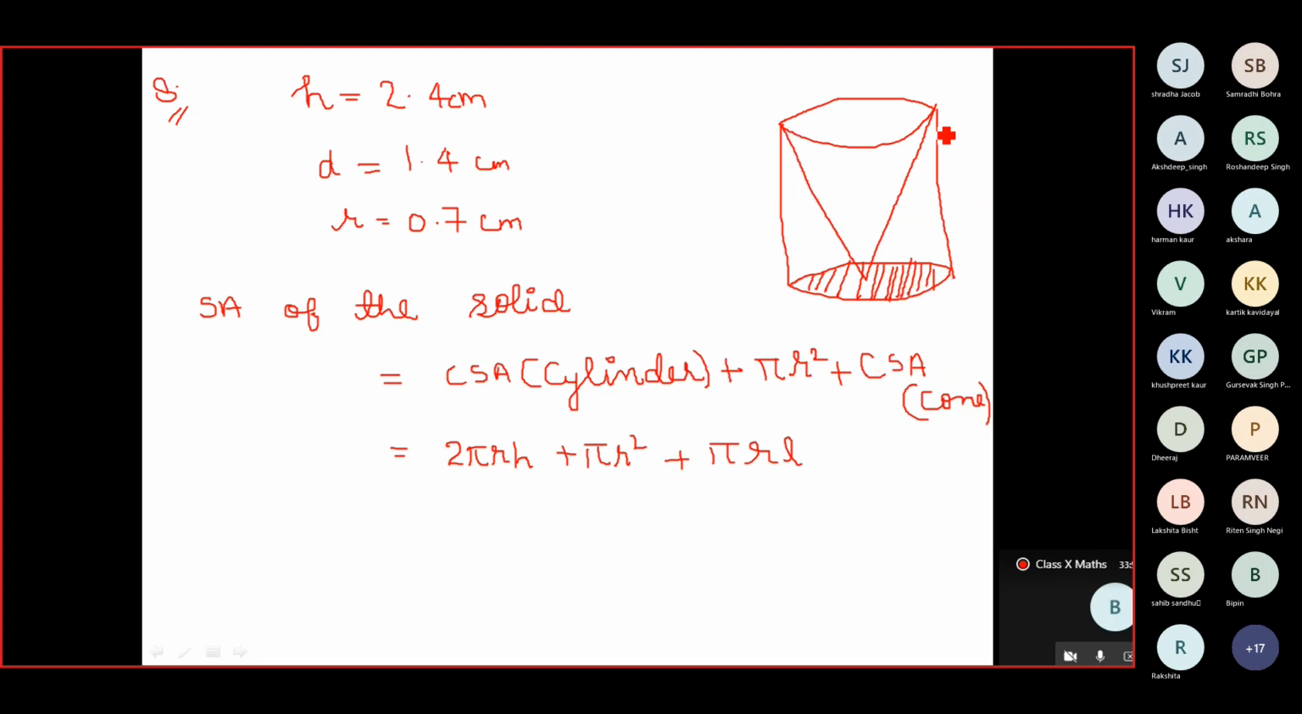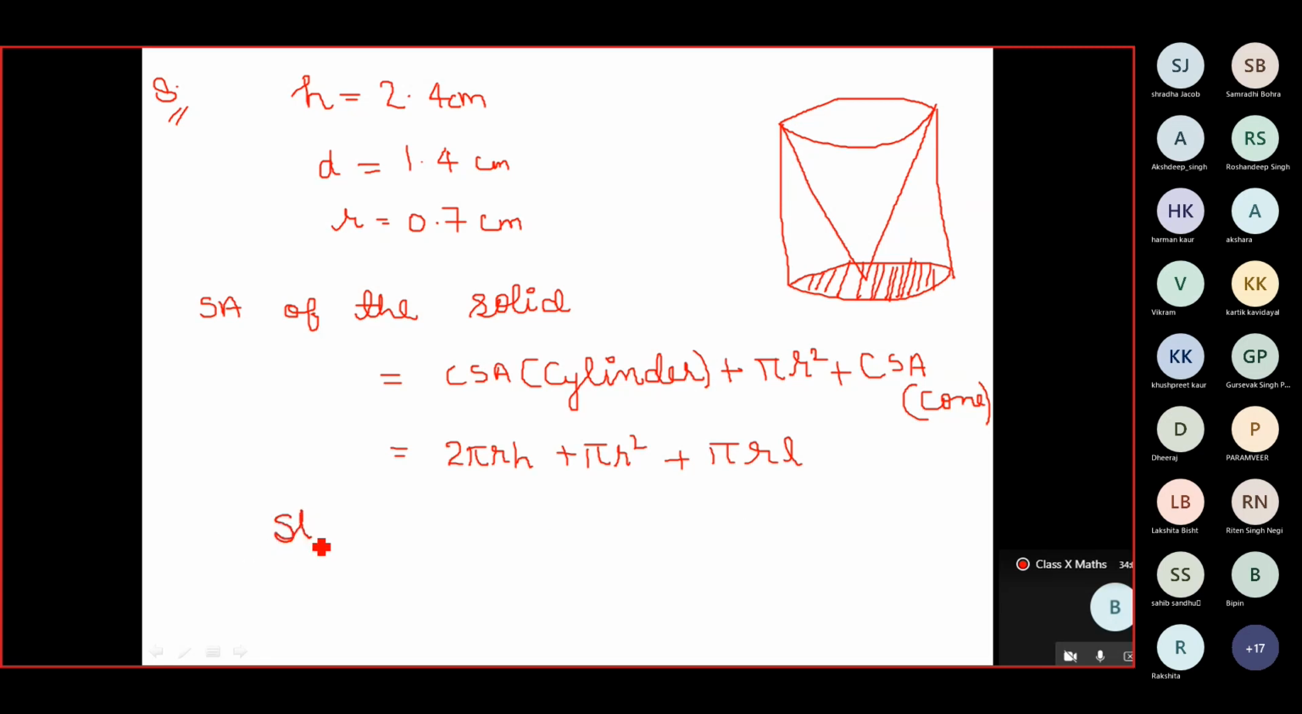So whether you are scooping it out from the inside or surmounting it on the top, in both cases the CSA will be added into the CSA of the whole solid. Both cases will be the same. So now what?